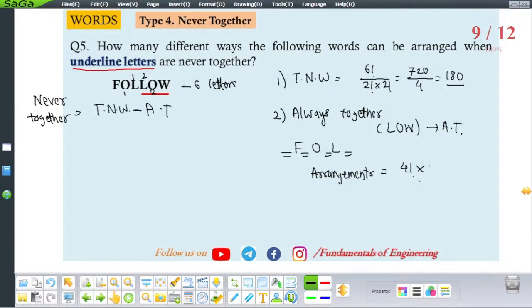So put the values in this formula: 180 minus 144. Put your answers in the comment box, chat box. So, Placement, you are right.